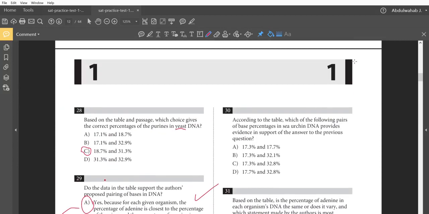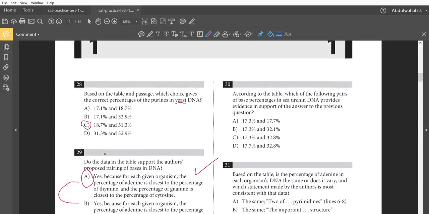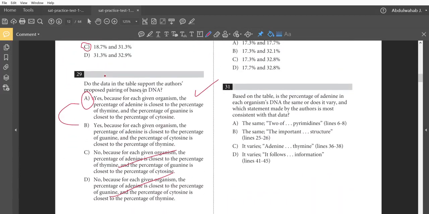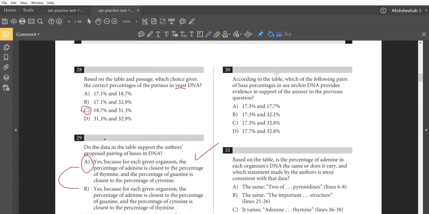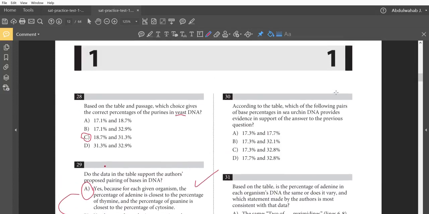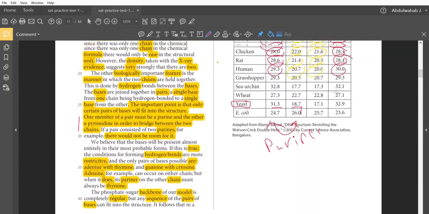Now, according to the table, which of the following pairs of base percentages in sea urchin DNA provides evidence in support of the answer to the previous question? In the previous question, we said that the base pairs exist in almost the same amount or the same percentages. Let's take a look at the sea urchin.